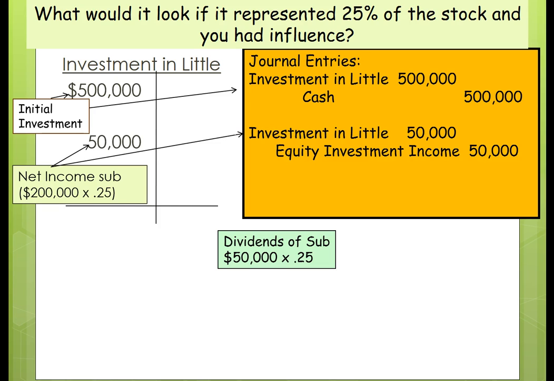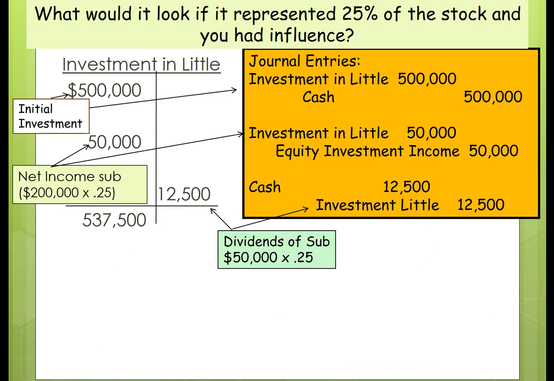Now, the next thing we would do is record the dividends, but whenever we use the equity method, dividends are not revenue. Remember that when you're doing the homework, dividends are not revenue under the equity method. Instead, they're treated as a reduction of the investment account. And that gives us a new adjusted total.